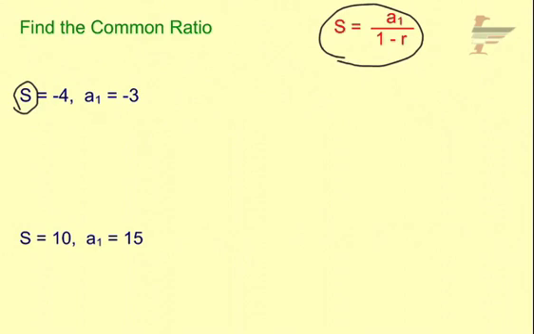So if we look at that formula, plug a -4 in for the S, plug in -3 for a sub 1, so that's going to go on the top, divided by 1 minus r. And now we can solve for r. One way to approach this is to make this -4 over 1, so you have a fraction equal to a fraction, which allows us to cross multiply.